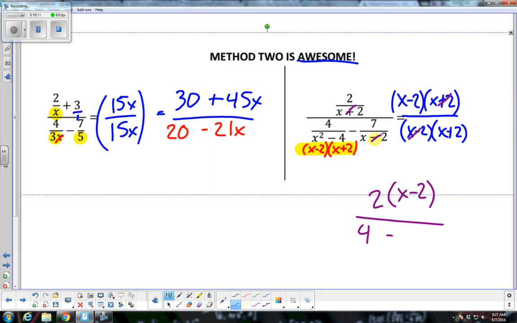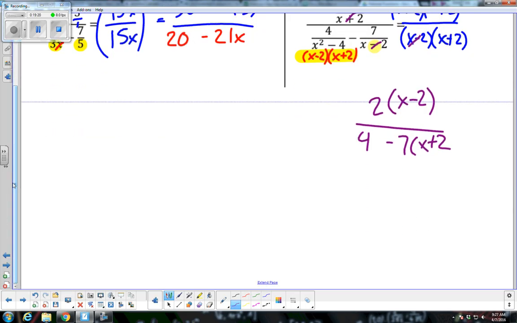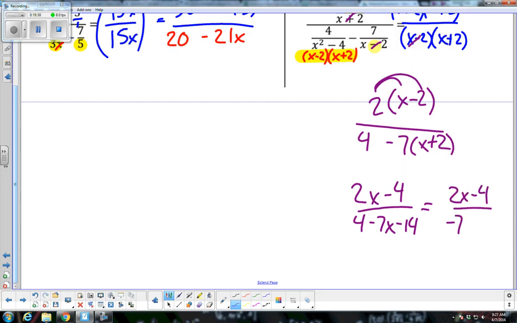Let's keep going. Alright, so distribute and reduce. So that's going to give you 2x minus 4. That's going to give you 4 minus 7x minus 14 when you distribute this guy in. And then combining like terms, we get 2x minus 4 on the top, and negative 7x minus 10. And then you're done. So that's it. That one was a little bit more difficult. Yeah, that one was kind of hard.